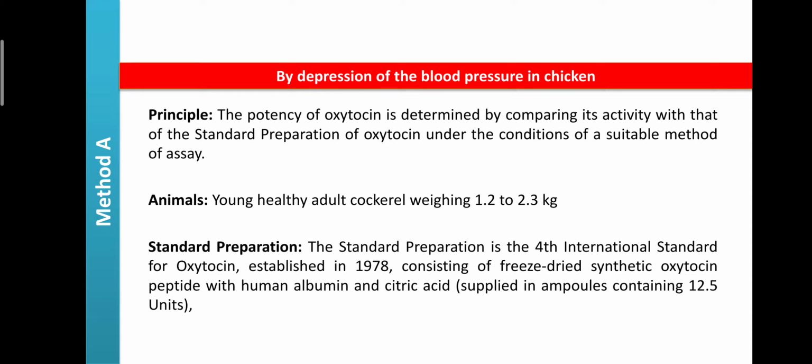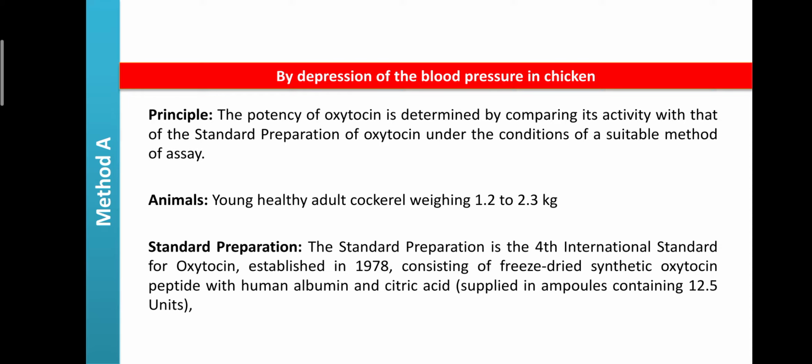Once its blood pressure is increased by your drug or inducing agent, that increased blood pressure is present for a prolonged time. That maintenance of a constant increased blood pressure is beneficial for the bioassay of any drug that decreases blood pressure, maybe an antihypertensive, or here, oxytocin. That's why the chicken is considered for the bioassay of oxytocin. The principle is that the potency of oxytocin is determined by the percentage decrease in the blood pressure, compared with the standard oxytocin preparation.